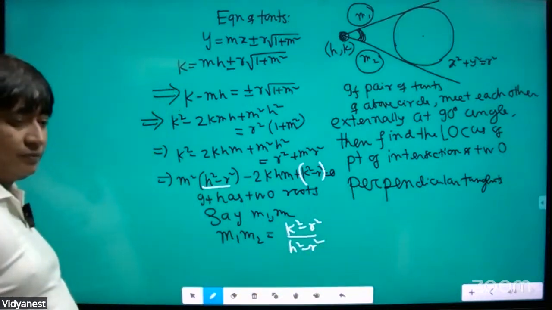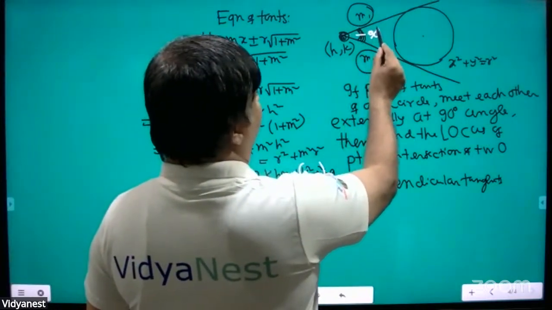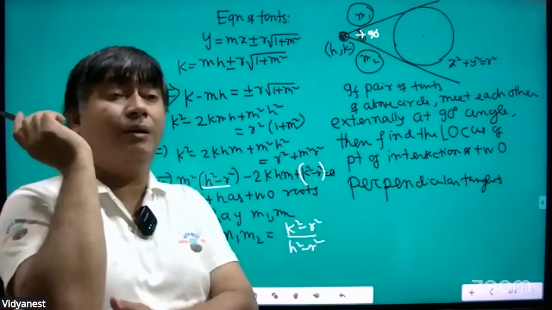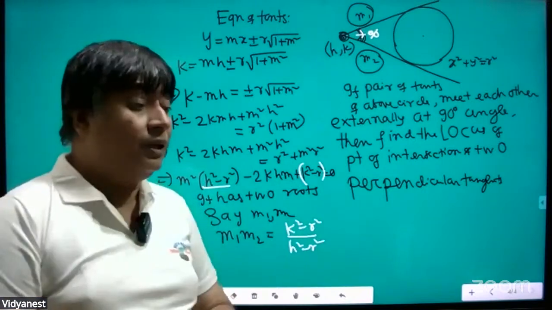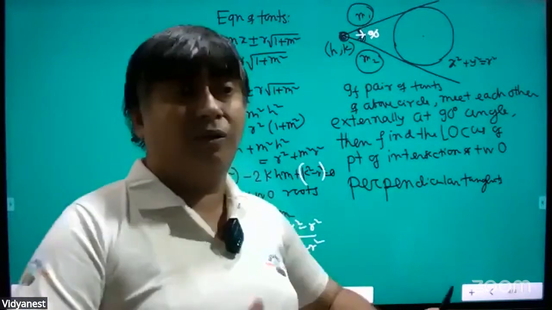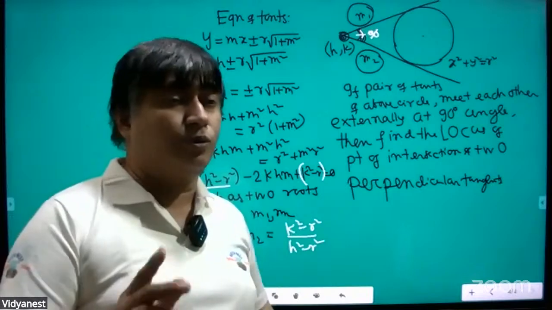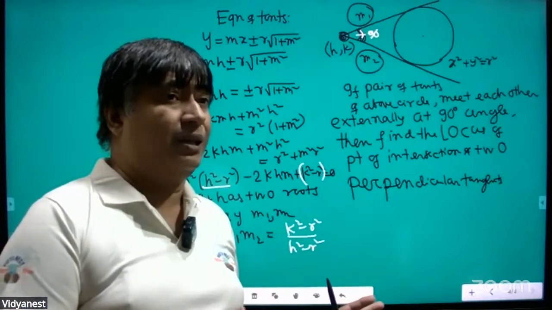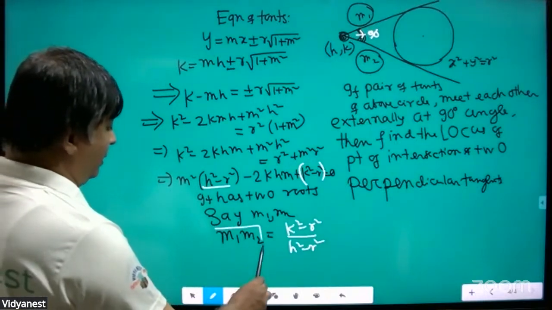Okay. Tell me, if this angle is 90 degrees, what will m1 into m2 be? It will be k square minus r square by h square minus r square. In straight line, I hope you are taught that, or if you are not taught, you go through my class in straight line. See, if two lines are perpendicular to each other, then their slopes' product is what? -1. Yes or no? Yes sir. So this product will give you -1.